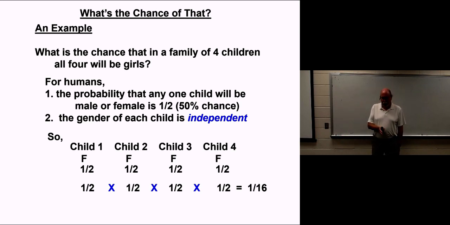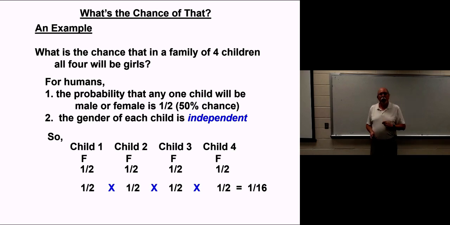The probability of the first child is 50%, the second child is 50%, the third child 50%, the fourth child 50%. First and fourth are independent. It could have just as easily been a boy the first time and a girl the fourth time. This is 50-50, okay? All right?